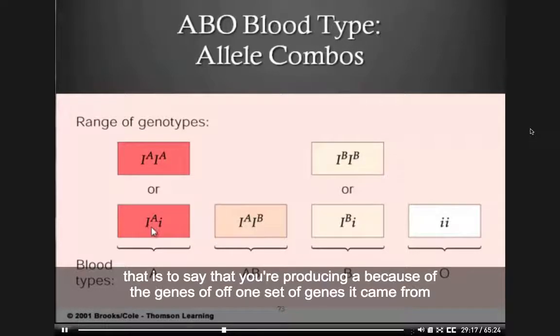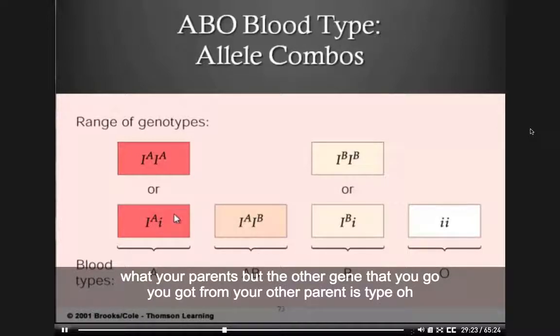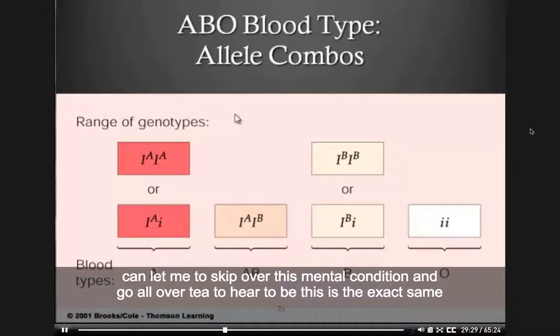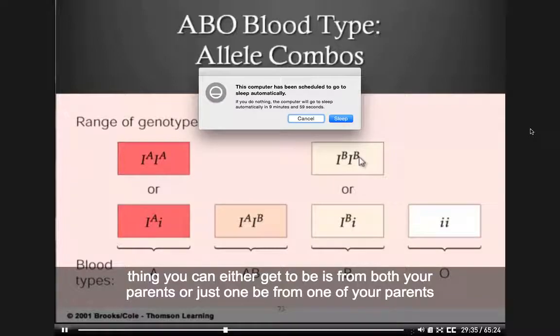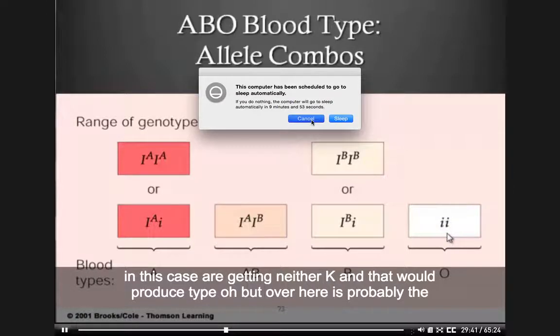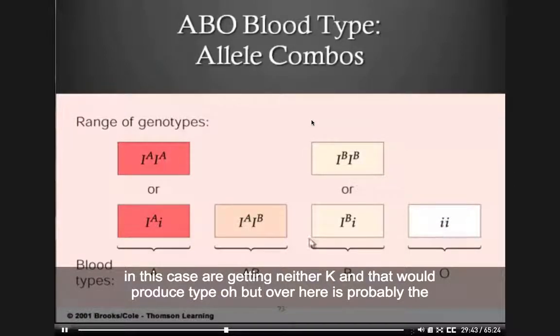It's also possible to be heterozygous for A. That is to say that you're producing A because of one set of genes that came from one of your parents, but the other gene that you got from your other parent is type O. Okay, let me skip over this middle condition and go all the way over to here to B. This is the exact same thing. You can either get 2 B's from both of your parents or just 1 B from one of your parents. In this case, you're getting neither, okay, that would produce type O.